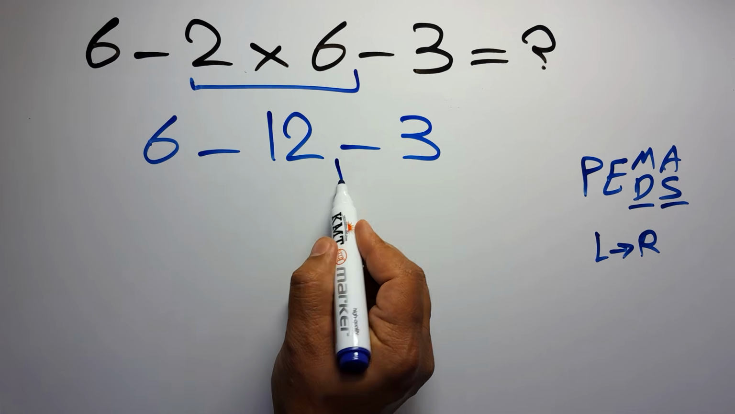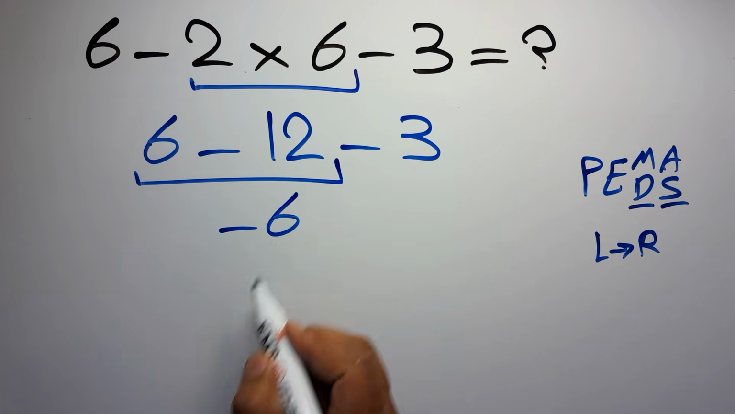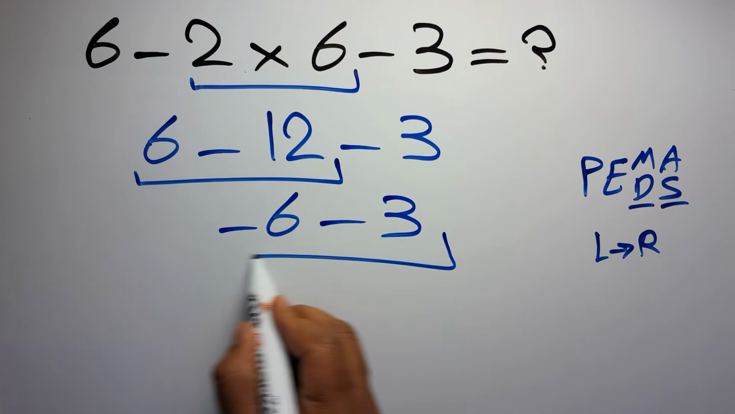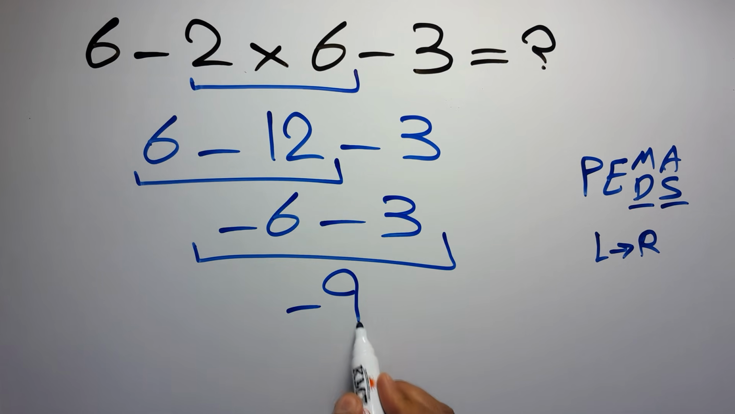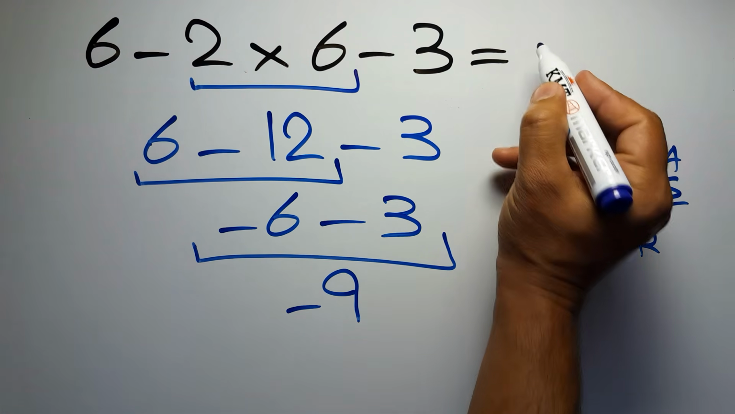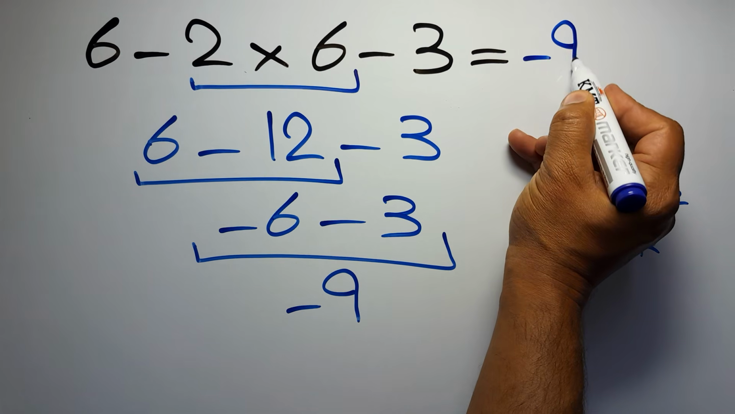6 minus 12 gives us negative 6. So negative 6 minus 3, which equals negative 9. And this is our final answer to this problem. The correct answer is negative 9.